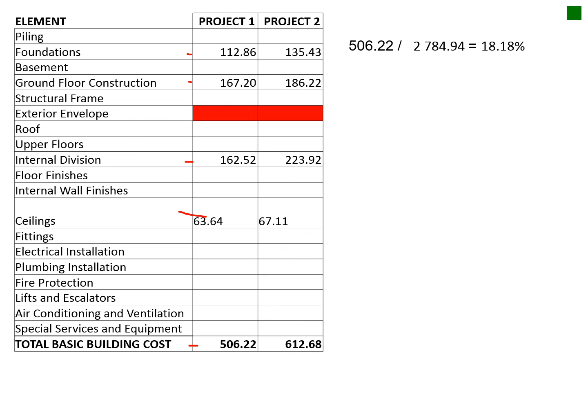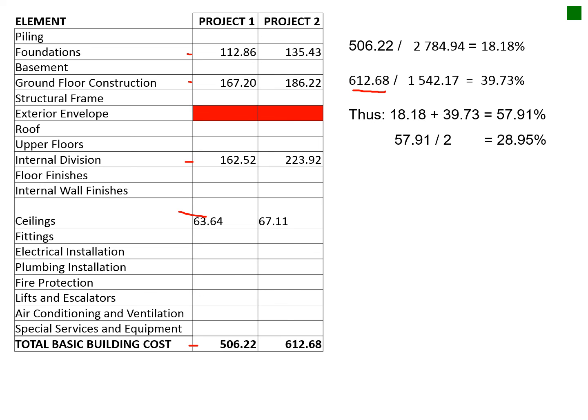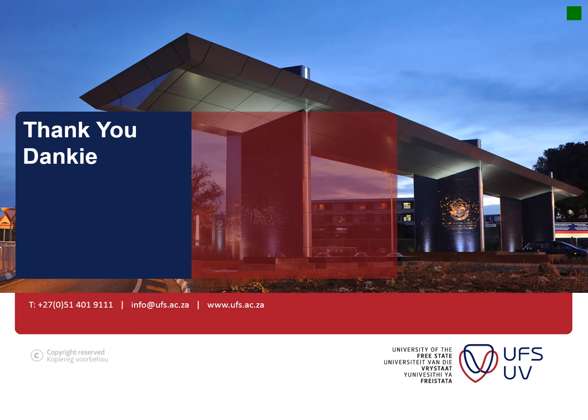So it's 506 divided by your total building cost, which is 18.1%, and then your second one is 612, which amounted to 39%. Those two together divided by 2 is about 50%. It's not the best of examples, it's a very low percentage. Usually you want to have it as high as possible. The higher it is, the more accurate it is. Then you take your parametric cost and multiply it by 100 over 28.8 to get your new basic building cost. And that's it. Thank you guys.